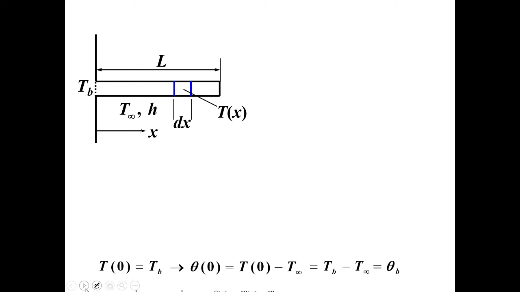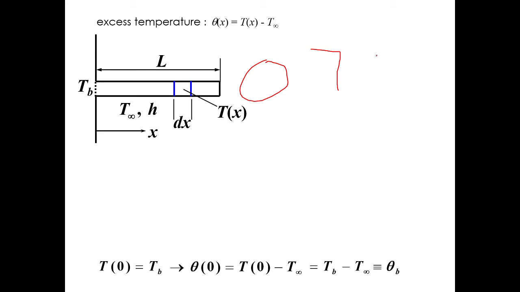So here you can see the excess temperature, T_x minus T infinite. When this surface temperature is 45 and this surface temperature is 30, then we can say the excess temperature is 45 minus 30, that is 15 degrees Celsius. So in terms of T, we can write the excess temperature, that is theta x equals T_x minus T infinite.